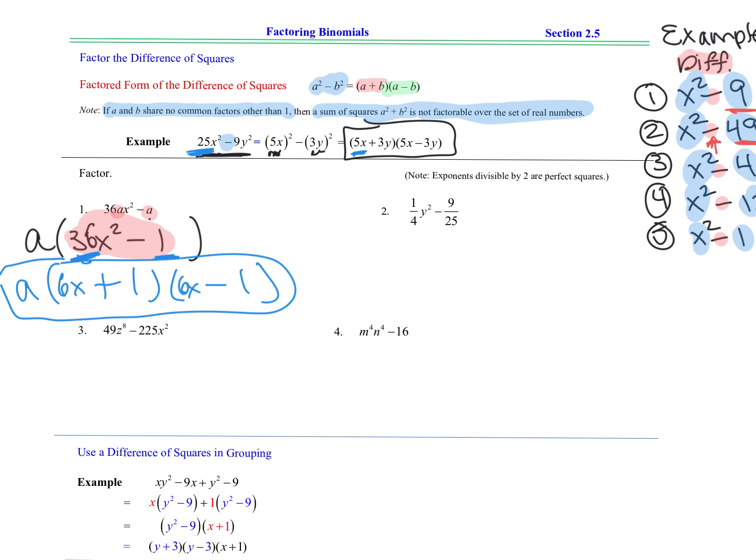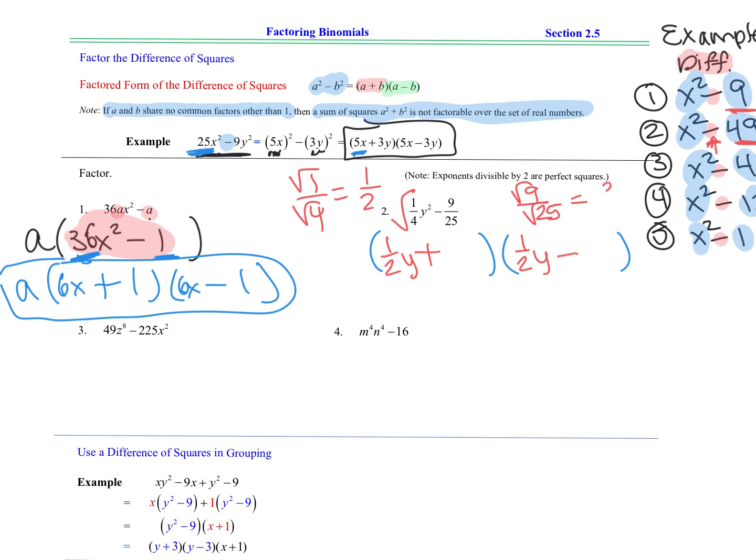All right, for number 2, I have the difference of squares. It looks a little weird because it's fractions, but that's okay. We don't discriminate against fractions. So I'm going to have a positive and a negative. I need to take the square root of 1/4, the square root of 1 over the square root of 4. The square root of 1 is 1, and the square root of 4 is 2. So this would be 1/2 y, 1/2 y. And then 9 over 25, the square root of 9 over the square root of 25. The square root of 9 is 3, and the square root of 25 is 5. So that would be 3/5.